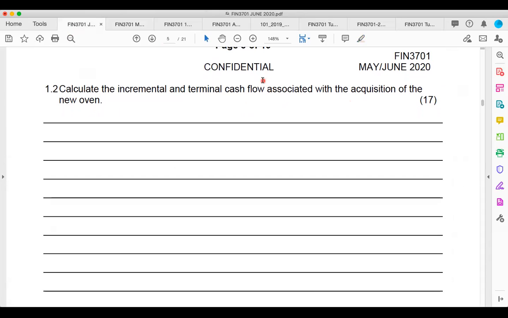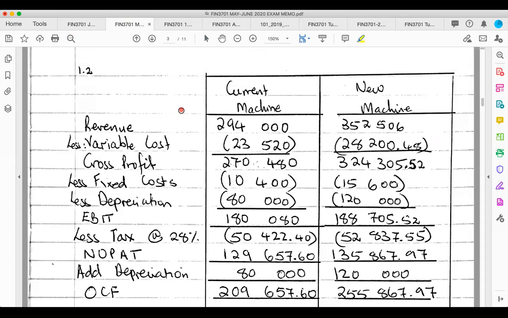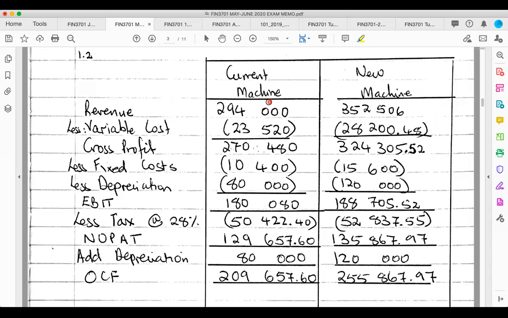Calculate the incremental and terminal cash flow. Calculate the incremental and terminal cash flow associated with the acquisition of the new oven. The best way to do this is to create a table.